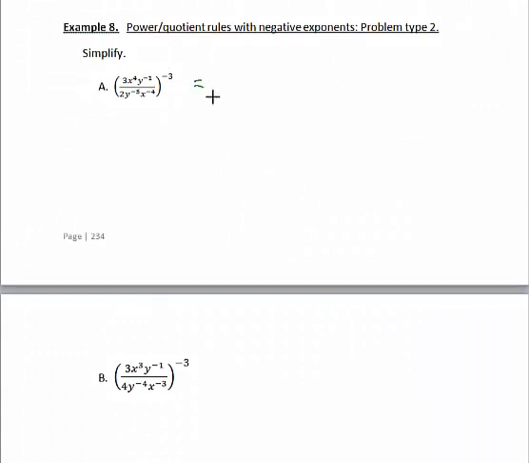Okay, example 8. What we can do to avoid negative exponents is, a lot of different ways we could attack this, but what I'll say is first we'll fix the exponent outside the parentheses. We'll go from a negative 3 to a positive 3, and we can do that as long as we switch the numerator and denominator. We flip the fraction.